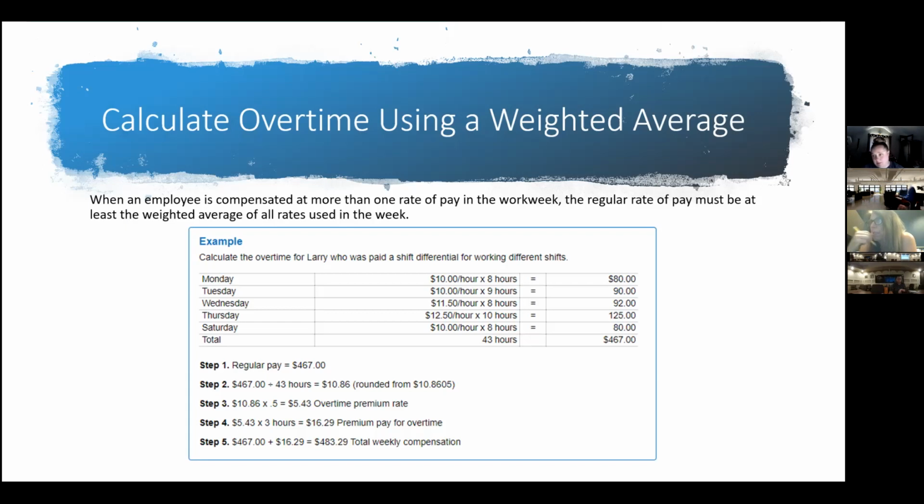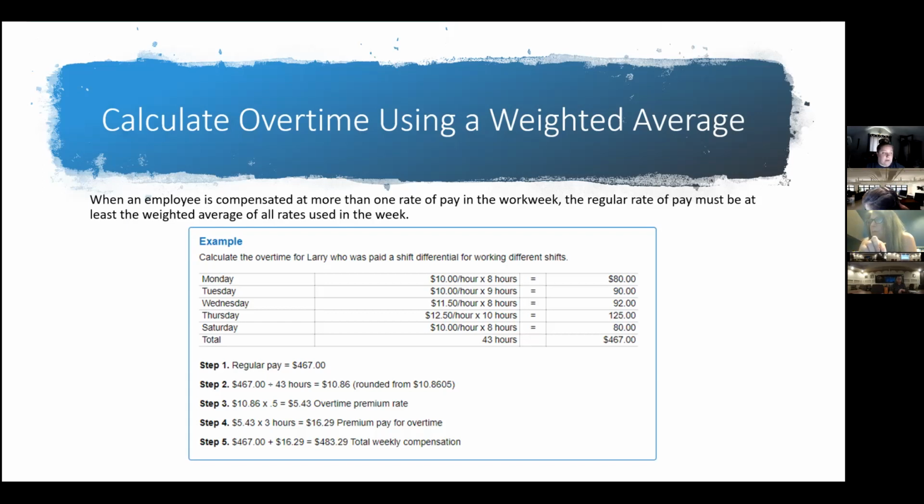Therefore, he does have to be paid some overtime. So we need to figure out how much overtime he's going to be paid. His regular rate of pay: if we take all of those different rates times all of those hours he worked, we get a total of $467. Divide that by 43 to figure out his regular rate of pay. In this case, his regular rate of pay is $10.86.